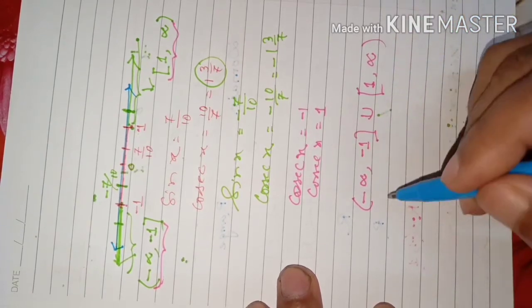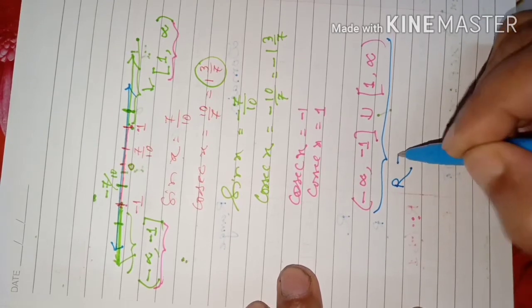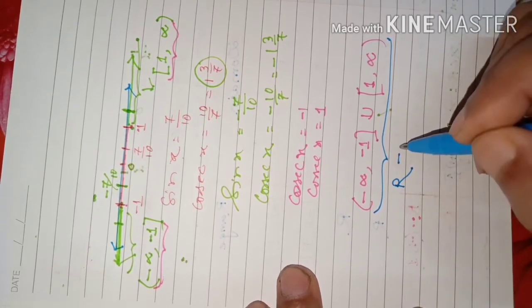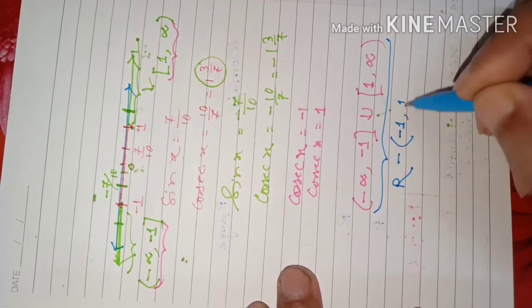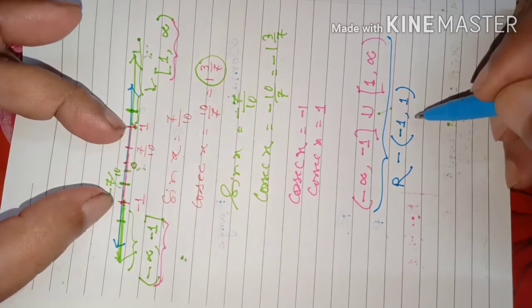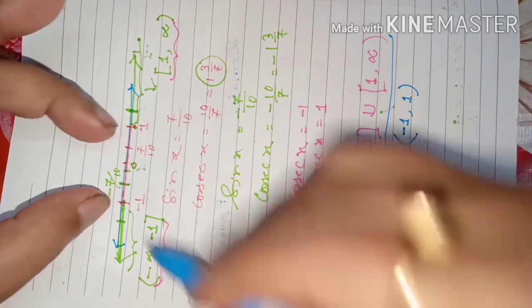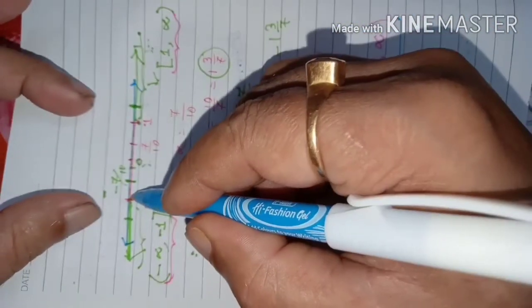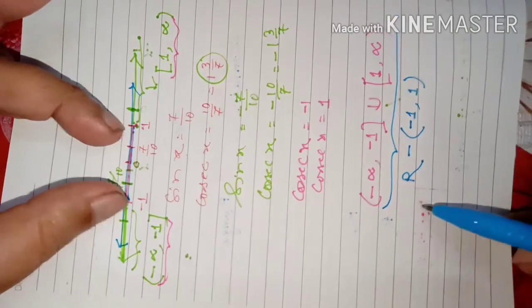Or you can write this whole thing another way also. Real numbers minus, meaning excluding the points lying between -1 and +1. -1 and +1 you write in open bracket, because -1 and +1 are included, so they are in the range. But in between -1 and +1, all the points which are there are not in the range of cosec function. These points we are excluding from all real numbers.